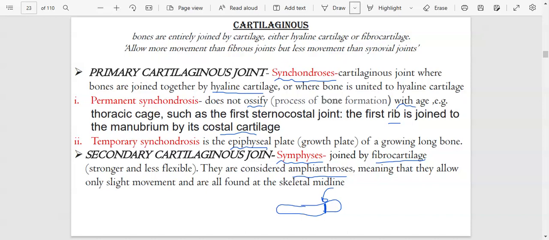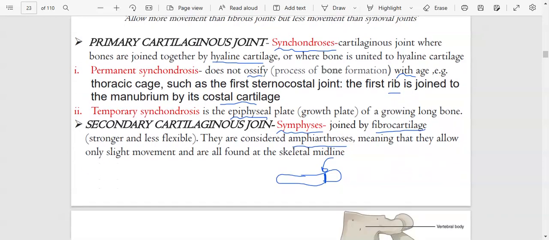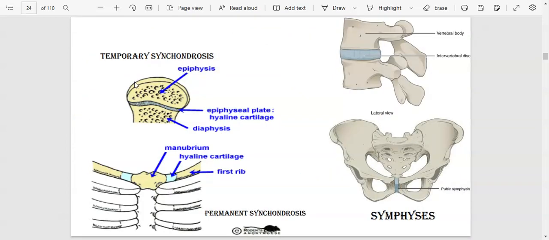Secondary is fibrocartilage. Okay. And then if we look at this diagram, we have the temporary synchondrosis. This is the one you're able to see here on the growth plate. So this is what allows bones to grow. And then you have the permanent synchondrosis, which is the joint found between the sternum and the ribs. That is permanent. There's no ossification, there's no growth.